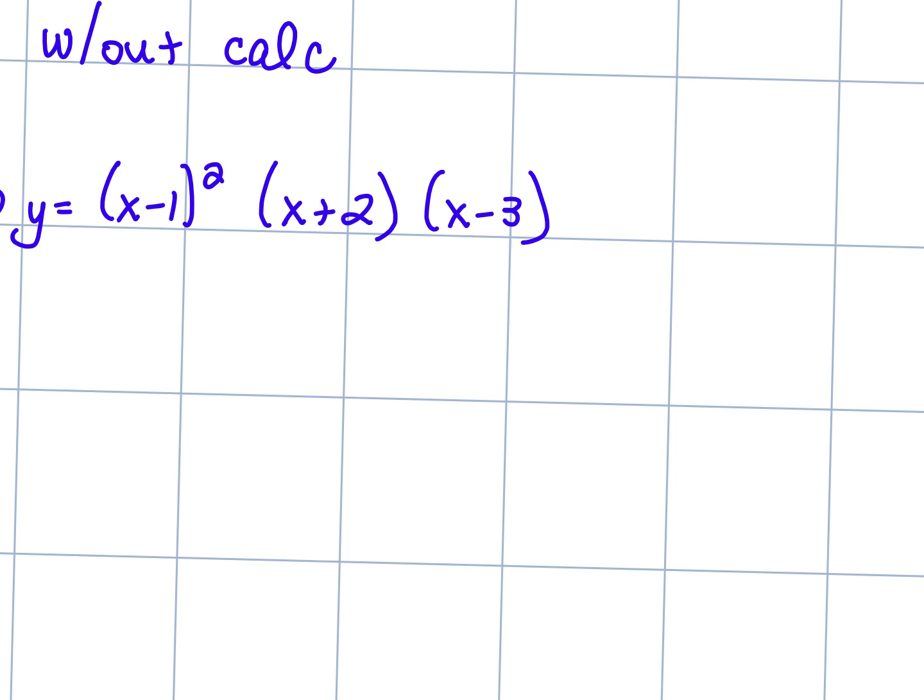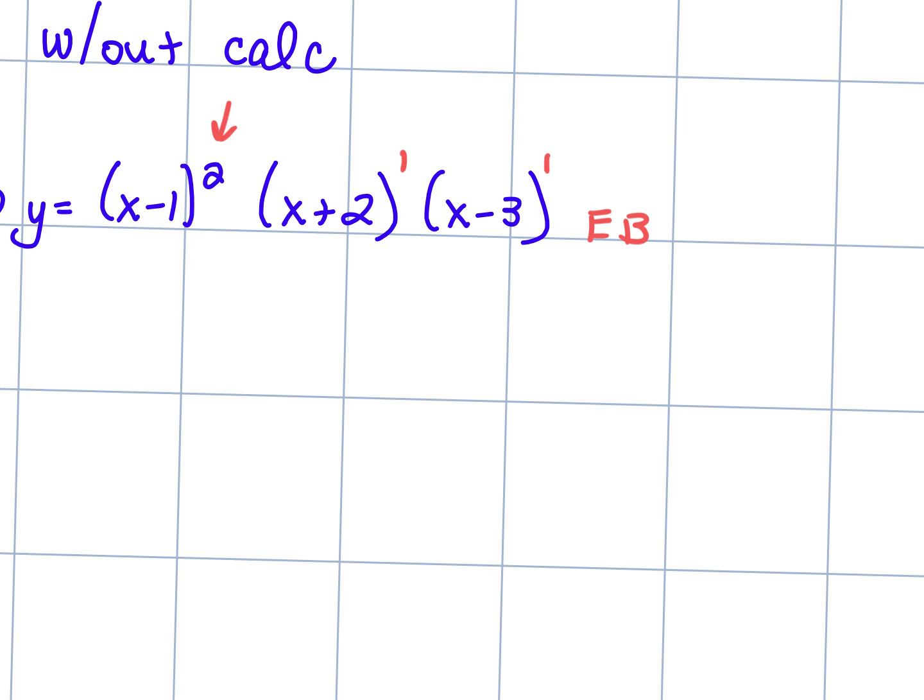Some of you are like, okay, how did people know that? Look, how many of this parenthesis do you have? 2. How many of this one do you have? 1. And how many of this one? 1. So it's a total of 4. So you could tell the end behavior right now for this graph. What's the end behavior? It's even, so both going in the same direction.